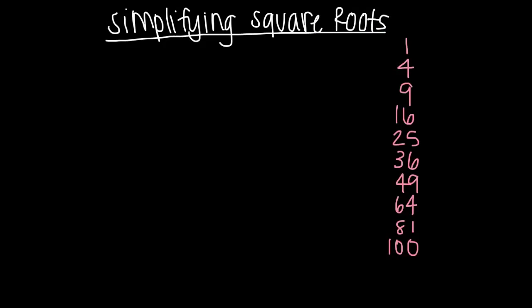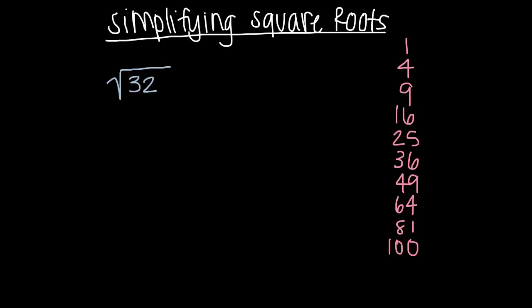Hello everybody. Welcome to a video about simplifying square roots. Let's take a look at an example here. Let's say that I gave you the square root of 32. Now you would say to me that you know that that answer is not an integer. The square root of 32 is not a whole number. However, you can tell me around where you think this answer might be.